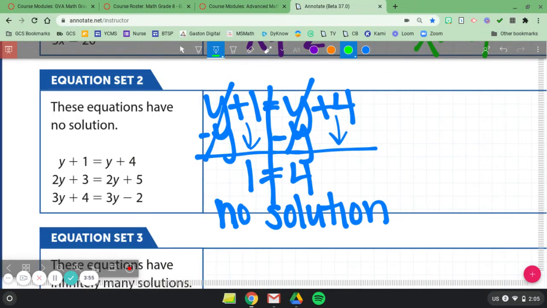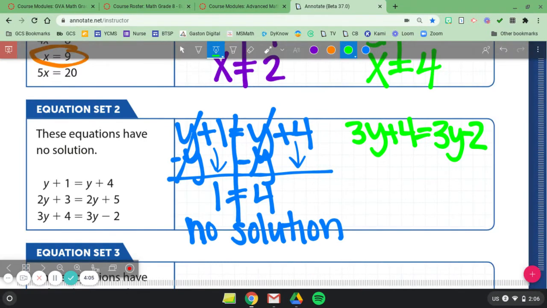And I'm just going to do one more quick example. The 3y plus 4 equals the 3y minus 2. So let's talk about this one now. Okay, so both sides of this equation, the left and the right side, are simplified as far as they can go.